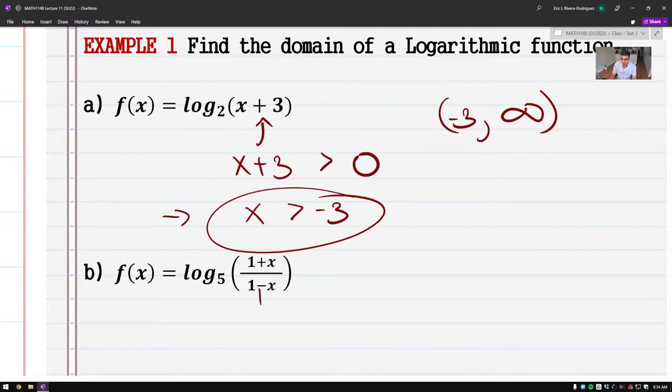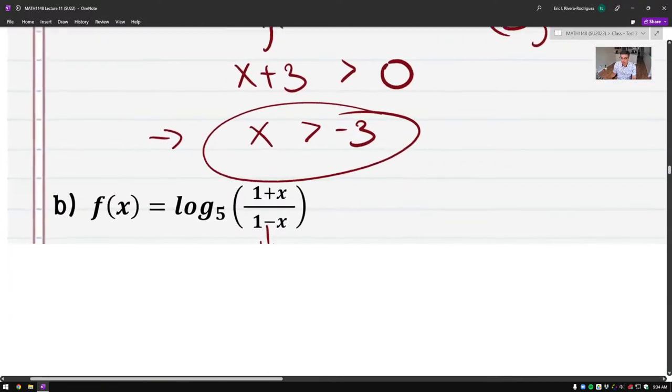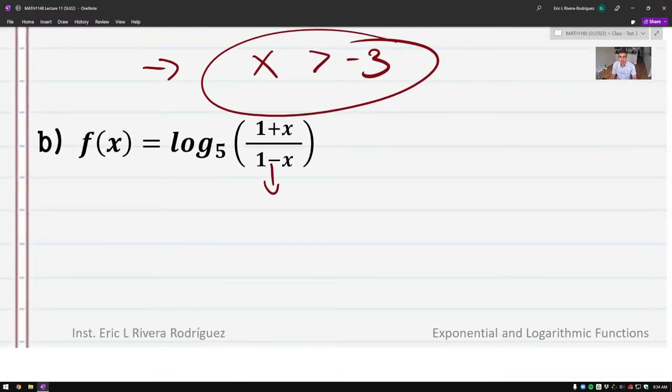We have the argument here for b. We have log base 5 of (1 plus x) divided by (1 minus x). So we know that the logarithmic function here is going to evaluate only positive values. So we are going to take the argument, and we are going to say this needs to be greater than 0.